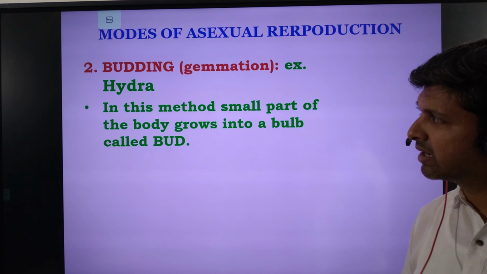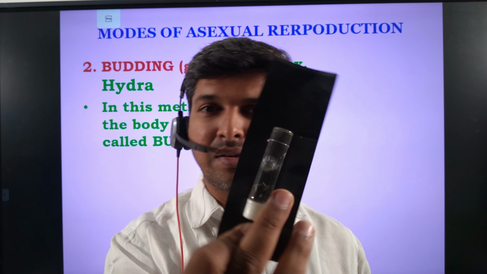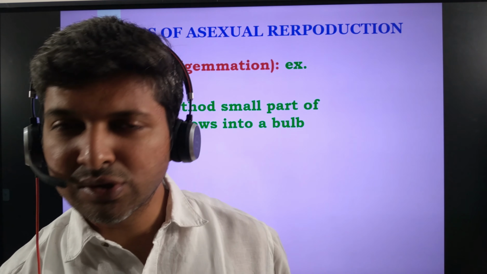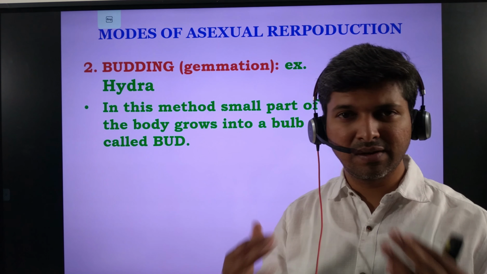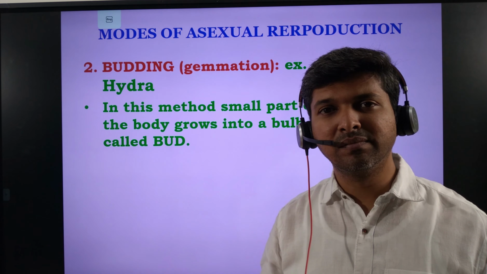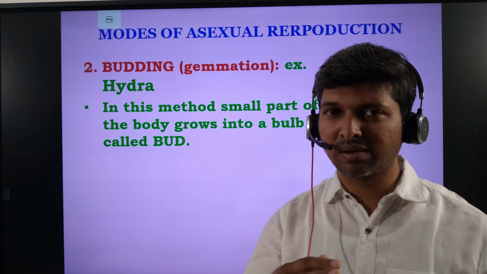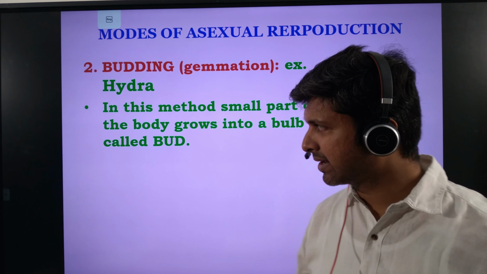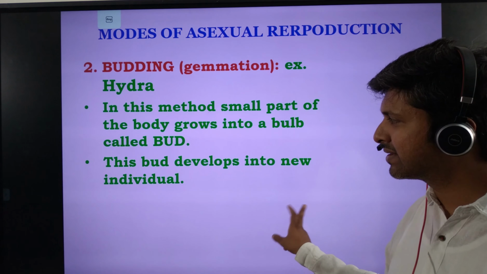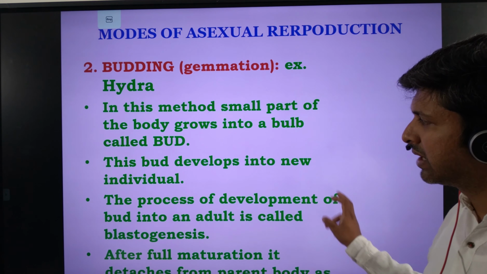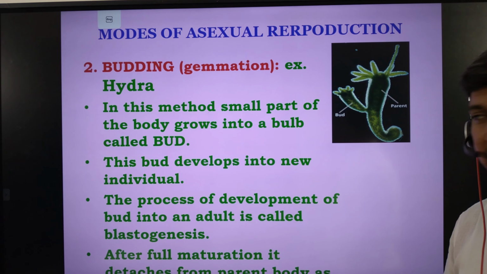As I had shown you about Hydra, the Hydra forms buds. This is like the viviparous way of reproduction. There are two ways of reproduction: viviparous and oviparous. Viviparous meaning giving birth to young ones, and oviparous meaning laying eggs. Both are types of sexual reproduction only. Here it is a viviparous way of asexual reproduction, because the new organism is growing on the body of the parent. That's why it is called viviparous way of asexual reproduction.